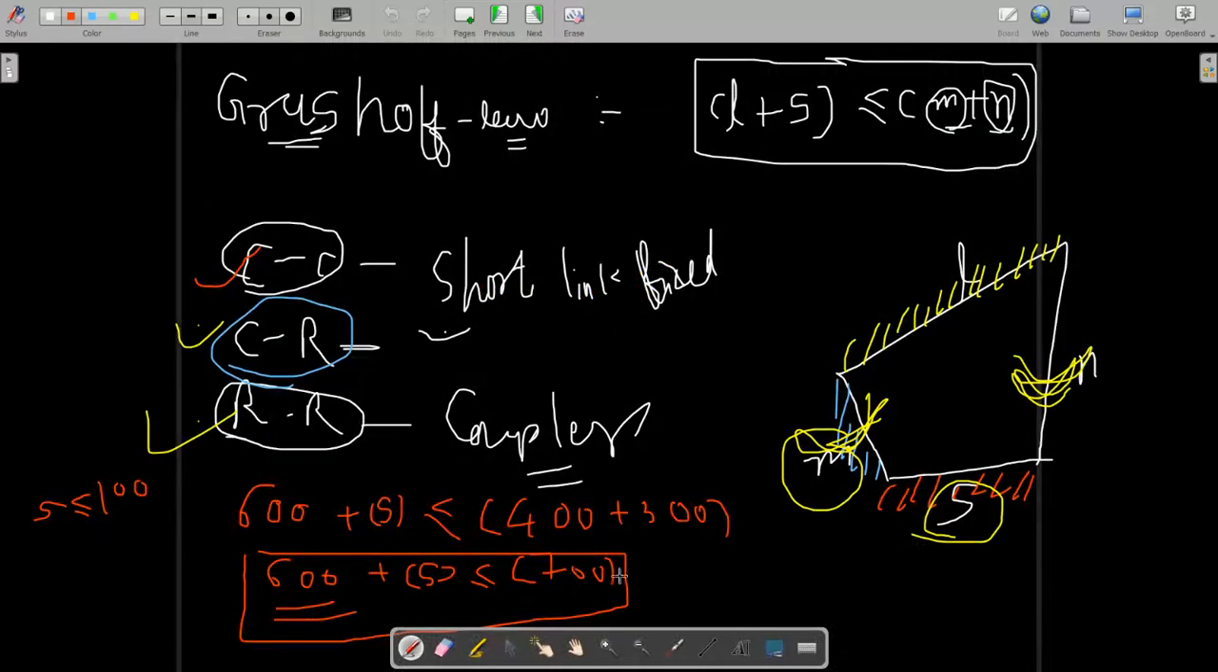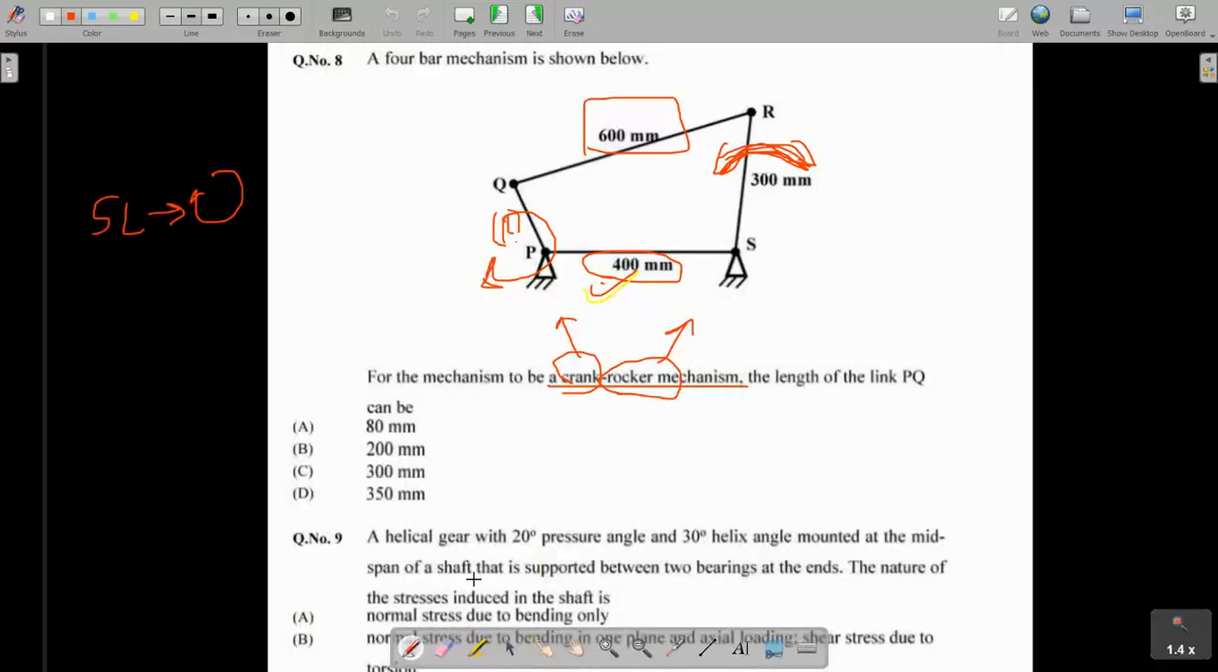So to satisfy this equation, our Grashoff's equation, the shortest link dimension should be less than 100. Okay, you got it? So look at the options. The option A is only 100 mm, below the 100 mm. So this is the answer. Okay, so this is how you have to use the logic and the definition. Here the concept used is definition plus logic.